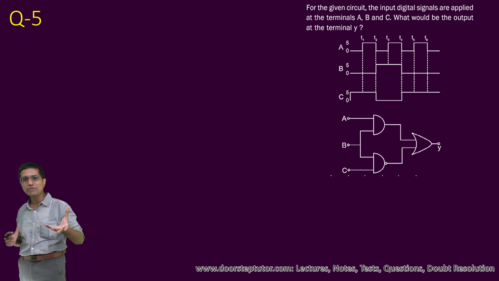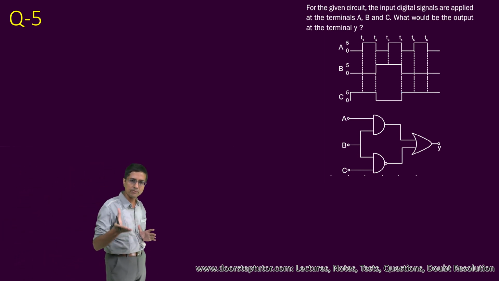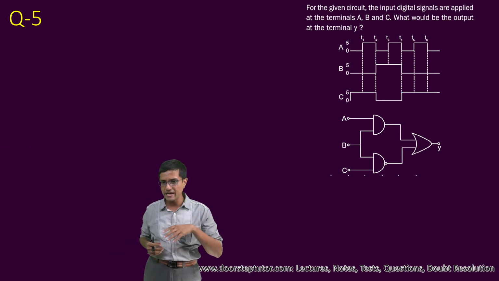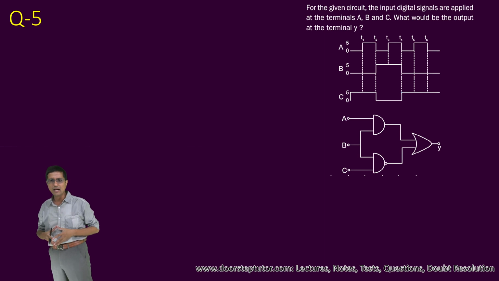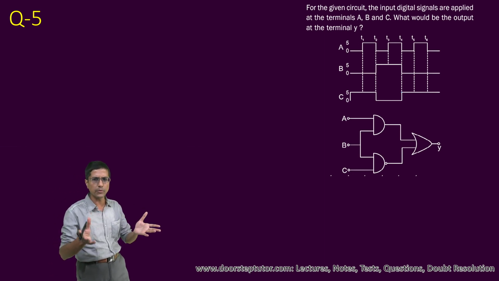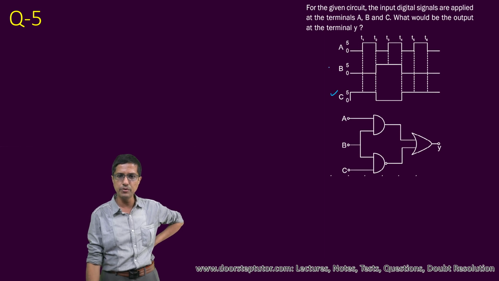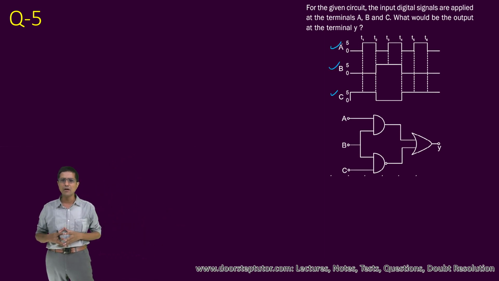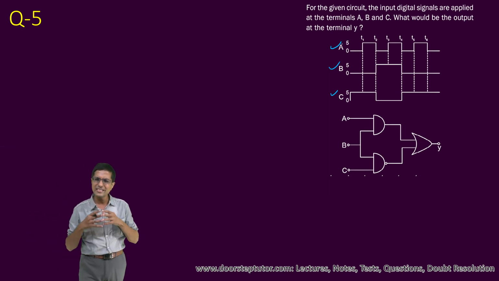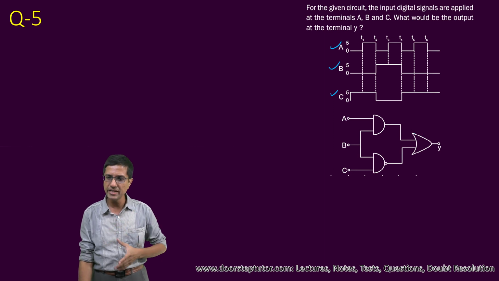So here again, very simple question. See what we have been told. We have been told that there is a circuit, and this circuit is of course made up of NAND gate and AND gate and an OR gate, and all of those gates are there. And we have been asked what would be the output if these 3 waveforms are applied at the inputs. So these are the 3 inputs, and we have been asked what would be the output. Now this is such a simple question. It would be really sad if somebody actually missed this.